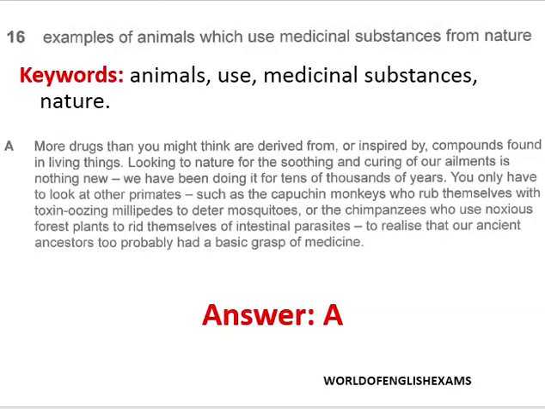Examples of animals which use medicinal substances from nature. So we are looking at animals that are using natural medicinal substances. That means medicinal substances which are available in nature. So we need to look for those animals which are making use of it. Clearly the keywords here are animals, use, medicinal substances, nature. So now let's read this paragraph and look at how to identify.